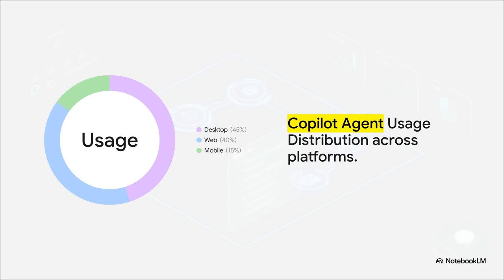The Microsoft 365 Admin Center gives you these incredible usage reports. You can see exactly where and how agents are being consumed. Say 45% of usage is happening on desktop platforms, 40% on the web interface, and 15% on the mobile app. Tracking this kind of engagement, duration, and distribution is absolutely crucial. It's how you spot the underused agents that should just be retired, and how you justify pouring more resources into the agents that are actually driving massive productivity.